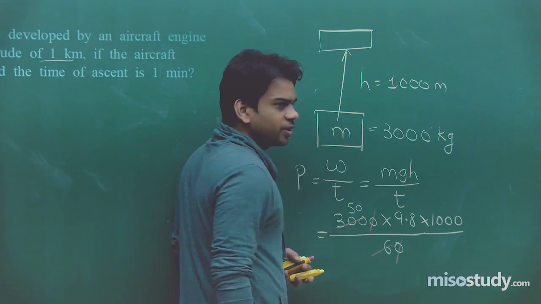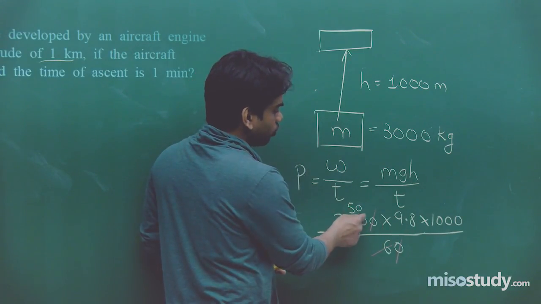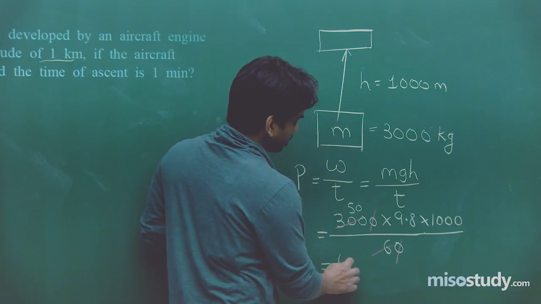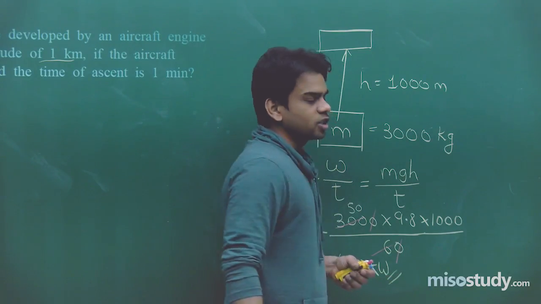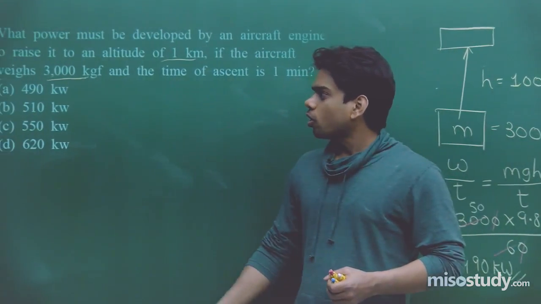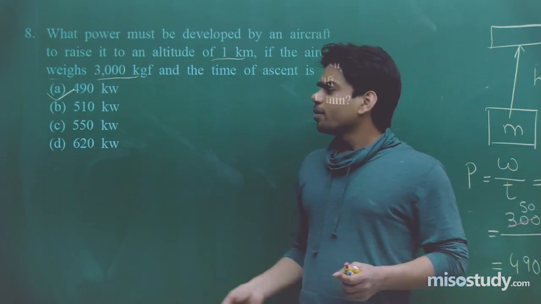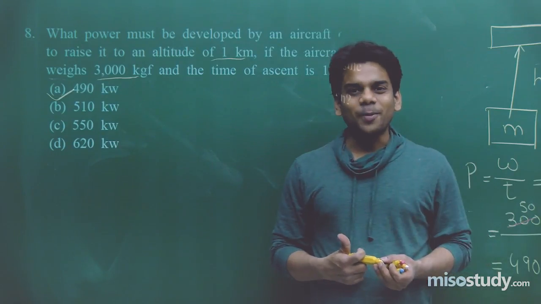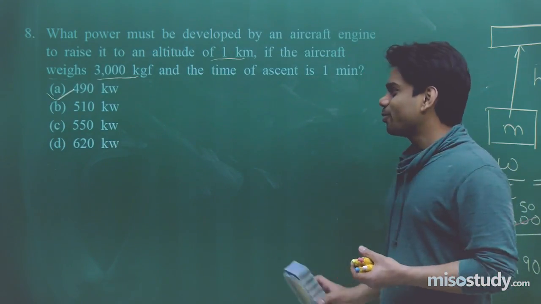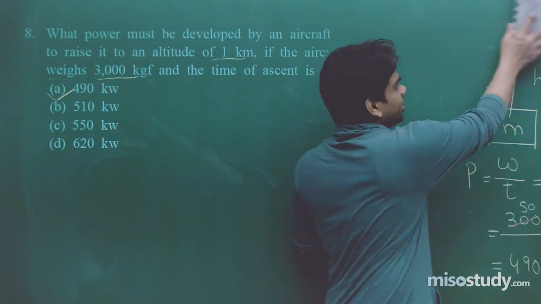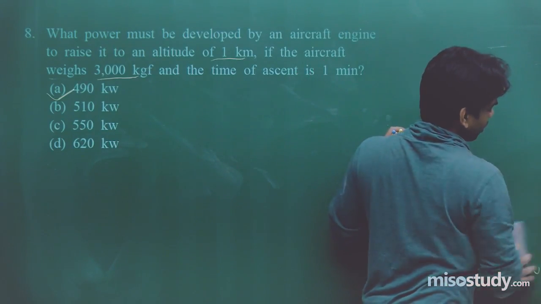9.8 into 5 is 49, and you will be having 490 and multiply by 1000, so this will be 490 kilowatt. Let's check the responses. 490 kilowatt, option number A is the right answer. Remember the W in watt, kilowatt is actually in capitals, here it's shown in smalls. Don't worry, it will be in capitals. Kilowatt, both K and W are in capitals. Easy question, I believe that you would have understood how to solve this.